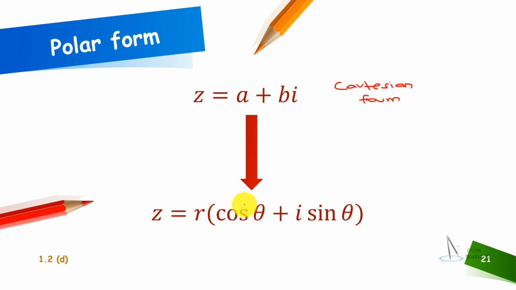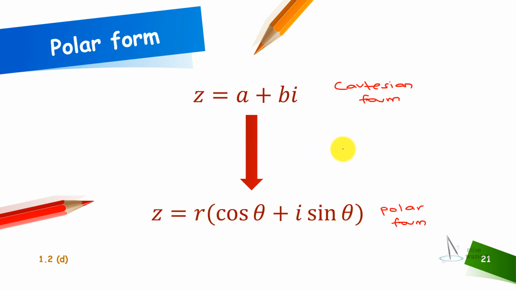What we are going to learn today is how to write a complex number in polar form. So this is the polar form. Instead of writing z equals a plus bi, we want to write it in the form of z equals r(cos theta plus i sin theta).